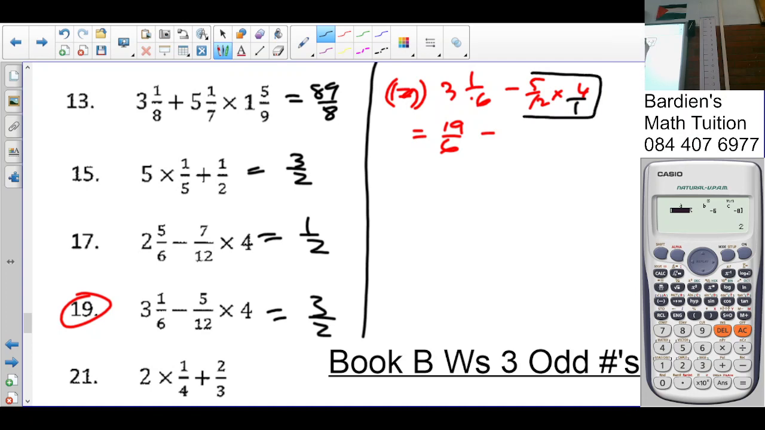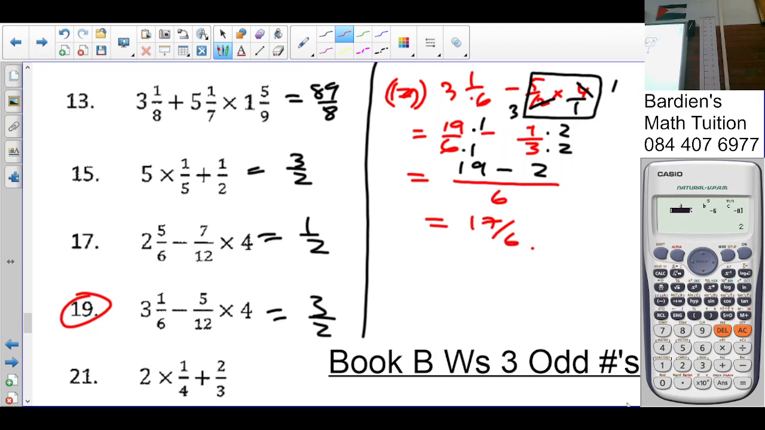Minus, so naturally this is over 1. Is there anything that can cancel here? 12 and 4. 4 going into 4 once, 4 going into 12, 3 times. So I got 1 over 3. What's my LCM here? 6. As you can see, 3 can go into 6. If it couldn't, then I would have counted multiples of 6. 6 times what is 6? 1. 3 times what is 6? 2. 19 times 1 is 19. What's 19 minus 2? 17 over 6. I got 3 over 2.